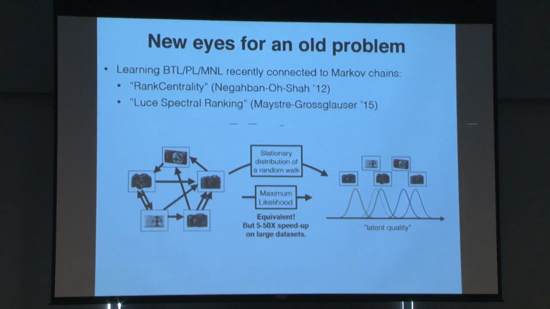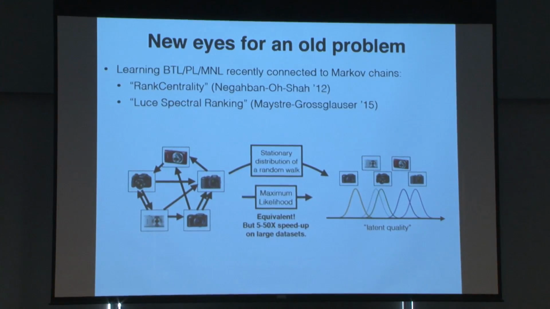Now I'm going to talk about new eyes on an old problem, something that's been going on very recently, in the last five years at most, but with a lot happening in the last year. There was a connection made in a paper last year: you can turn this pairwise comparison data into a model by solving a maximum likelihood problem. And there's a paper at NIPS last year which observes that an equivalent way of learning this embedding is to do a random walk on the choice graph.